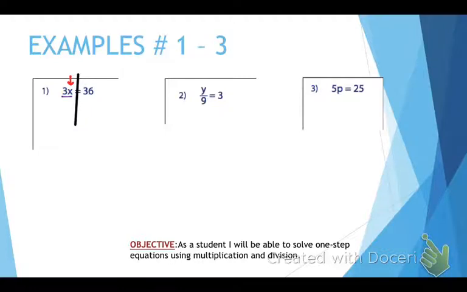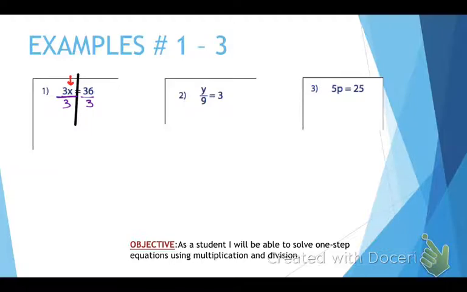So what's the opposite of multiplying? Well, the opposite of multiplying is dividing. So we're going to show you how to divide. We're going to use that straight line that I just made underneath it, and we're going to divide both sides by what we were multiplying it by. Well, we were multiplying it by 3. So we're going to divide both sides by 3, remember, because what you do to the left side, you must also do to the right side. That's the golden rule of equations.